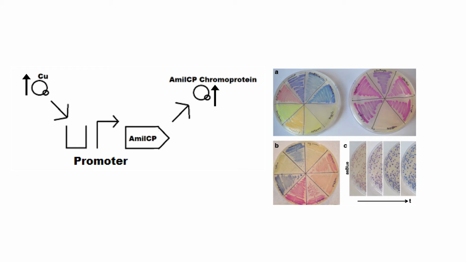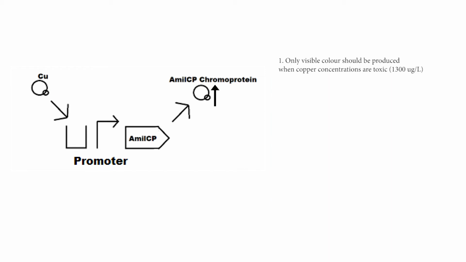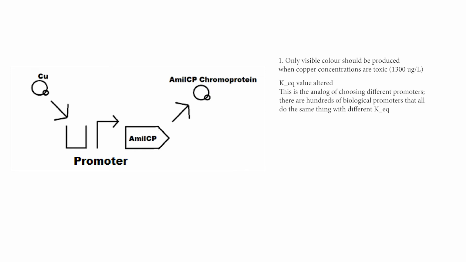Now, there are two things that make this an optimization problem. One is the fact that we only want visible chromoprotein expression when the copper concentration in the medium is toxic to humans. This is something that can be done by altering the equilibrium value of the promoter, which is something that we can do in practice by selecting different promoter types that all serve the same function. We will define this as the lower bound of our circuit efficacy.